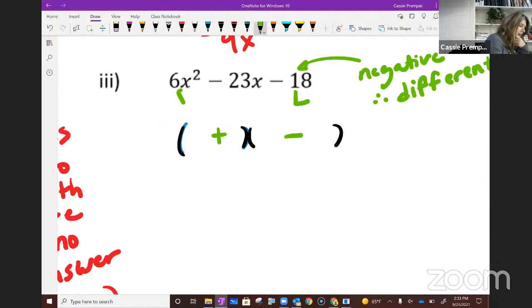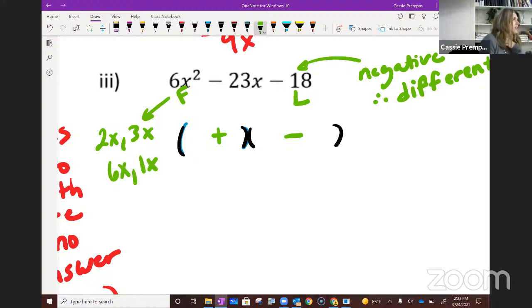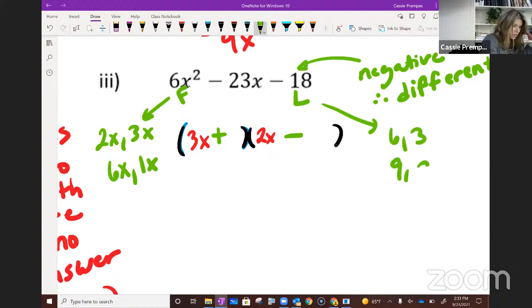Now we undo the F in FOIL. What times what would give me 6x squared? 2x and 3x, or what if that doesn't work? 6x and 1x. What should we try first? Yep, try 3x and 2x. Then we undo the L. What times what could give me 18? I heard 3 and 6, I heard 9 and 2, or 18 and 1. Yep, those are the only options. Which should I try first?